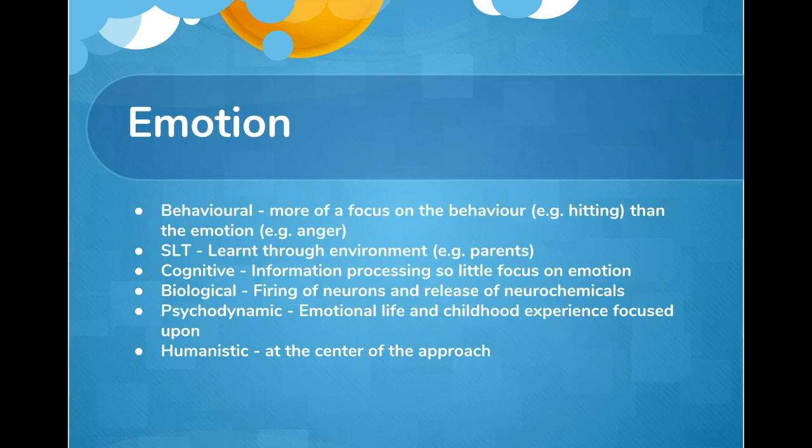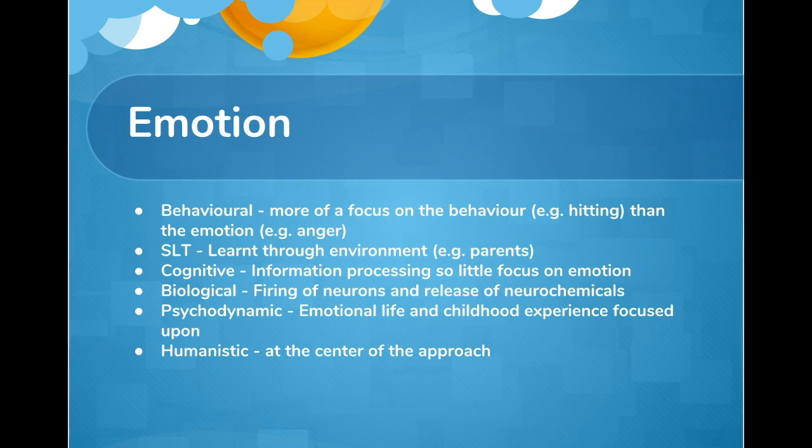So the behaviourist approach to emotion is looking at behaviour rather than emotion. Again, the behaviourist approach is looking at the observable behaviour, the interaction with the environment, and not necessarily taking into account the thinking and the emotional side of things. Social learning would suggest that emotion is learned through the environment. So again, how you would react to an upsetting situation or a fearful situation, seeing a spider, will be based on what you've observed from your parents, siblings, etc.